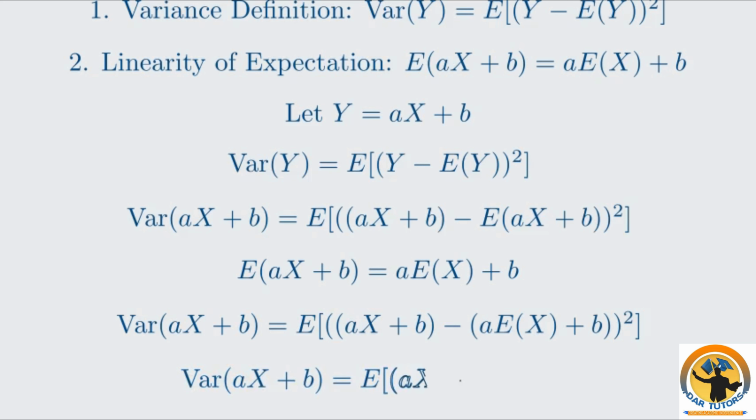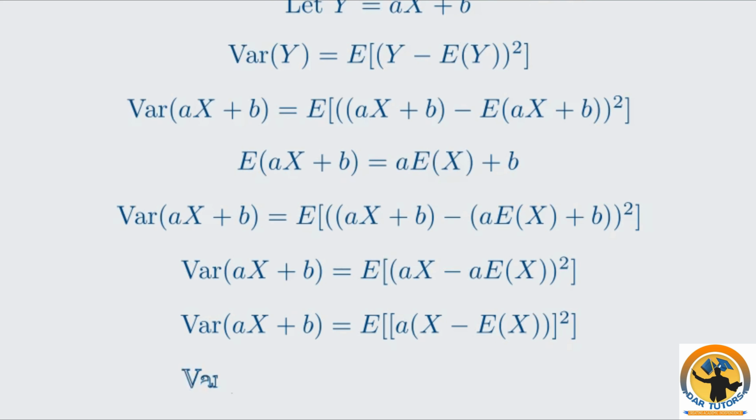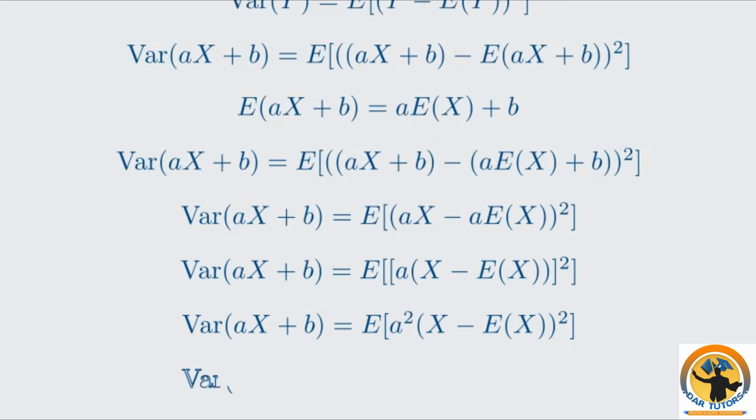We are left with the expected value of (aX − aE(X)) squared. Next, we can factor out a from the term inside the parentheses. This gives us E of (a times (X − E(X))) squared. Squaring the entire term gives us a squared times (X − E(X)) squared. So we now have E of a² times (X − E(X))². Finally, the linearity of expectation also states that you can pull out a constant from inside the expectation operator. So we can pull out the a squared. We are left with a squared times the expected value of (X − E(X)) squared.